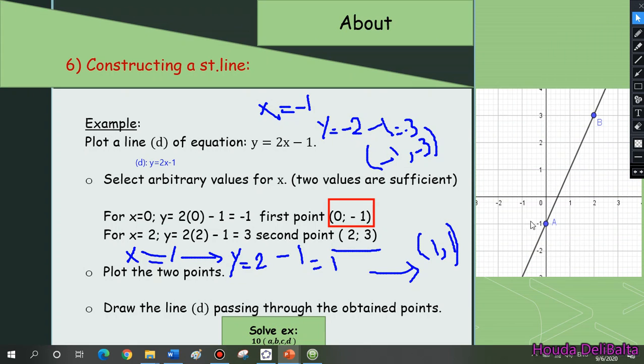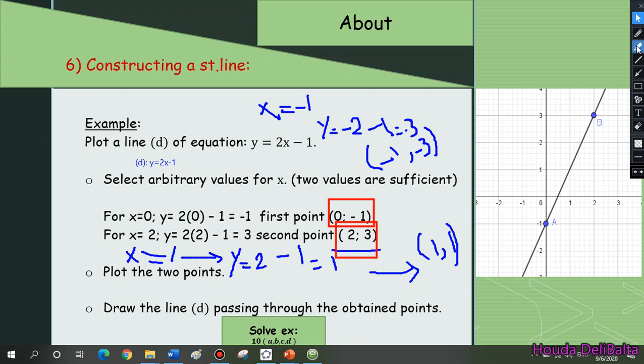So here is the figure. Here is the needed point that we used here. That is (0, -1), and the other one is (2, 3). So we plot the point (0, -1), and we call it A, and we plot the point (2, 3), and we call it B, and then when we join them, we get the straight line.